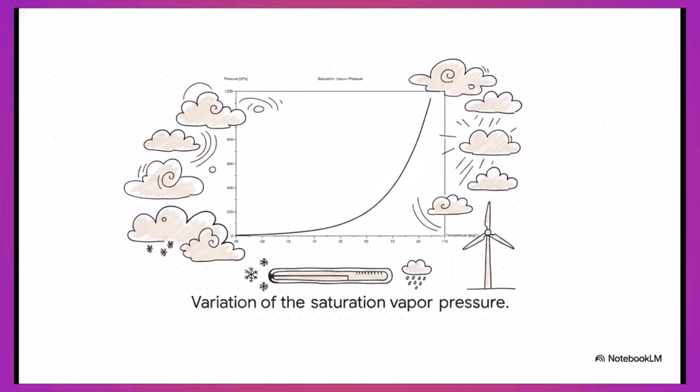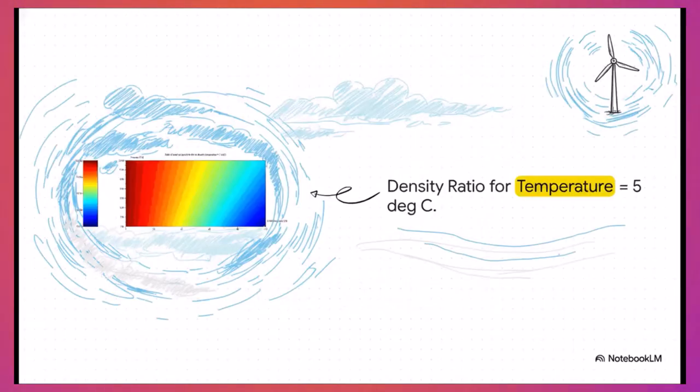This curves upward with temperature according to the Hermann-Woebus polynomial approximation. Basically, as the temperature rises, the air's ability to hold water vapor absolutely skyrockets. This means humidity becomes a much bigger factor in hot tropical climates compared to freezing ones. But let's put this into perspective.